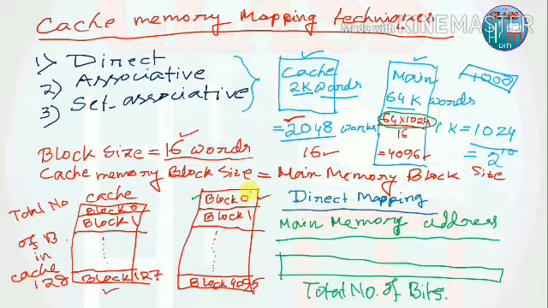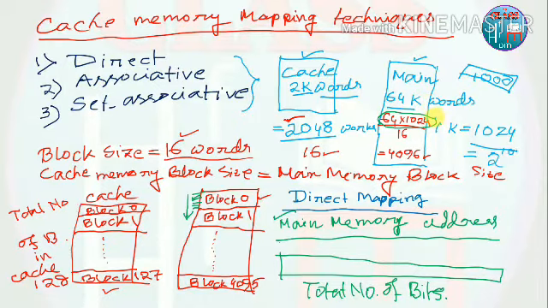Clear? Within a block there are 16 words. So within a block there are 16 different addresses. So I am talking about what will be the total number of different addresses in the main memory. So in the main memory mapping, at first you have to find out the total number of bits. How will we calculate it? We can calculate it this way. It will be very easy if we consider these things.